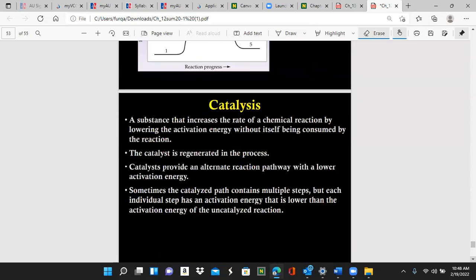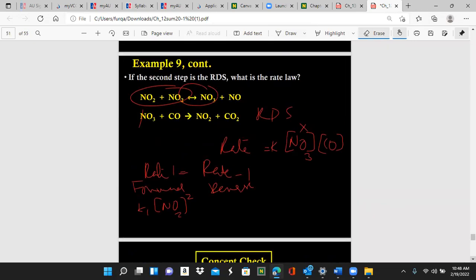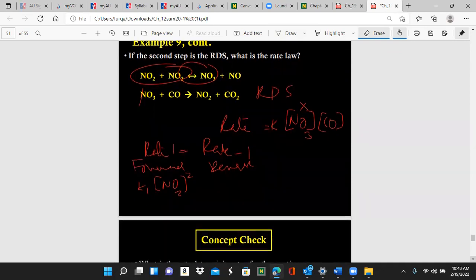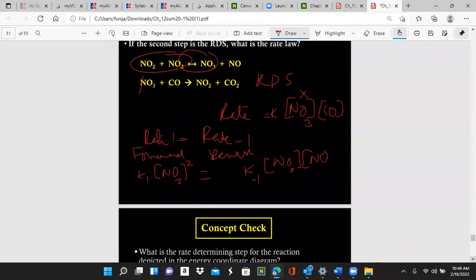That was a mistake. Now you can multiply these two together over the reverse one. For the reverse one, it's definitely going to be K minus 1, and on top you have NO3 and you have NO. We can get rid of K minus 1 here by dividing both sides by K minus 1, and that's how we get rid of this.